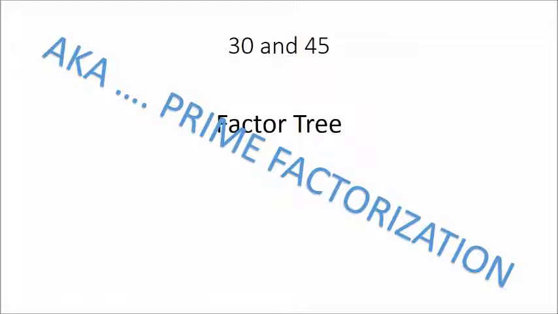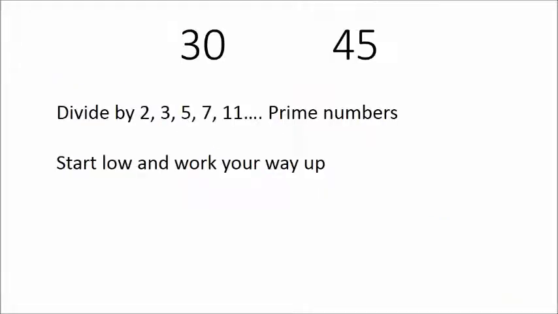So you might already know this. But before we start, you're going to use prime numbers: 2, 3, 5, 7, 11. They're all the prime numbers. Start with the low numbers and work your way up. I'm going to show you what I mean by that in a second. Skip to the next slide.